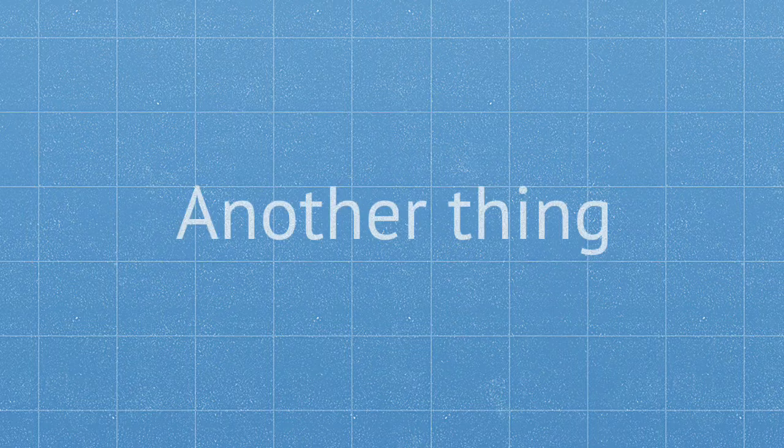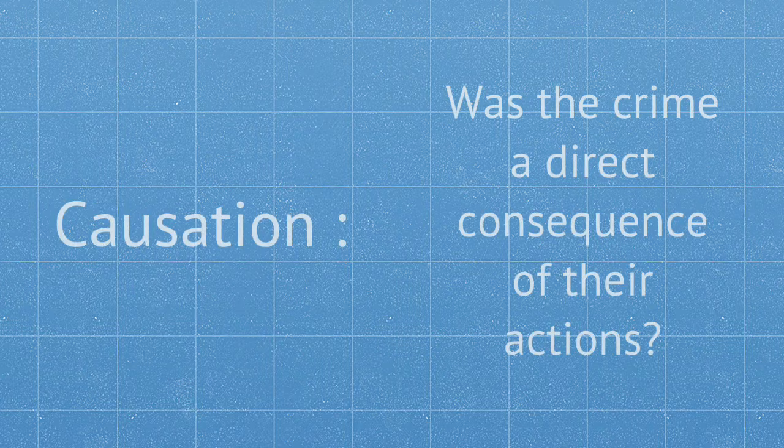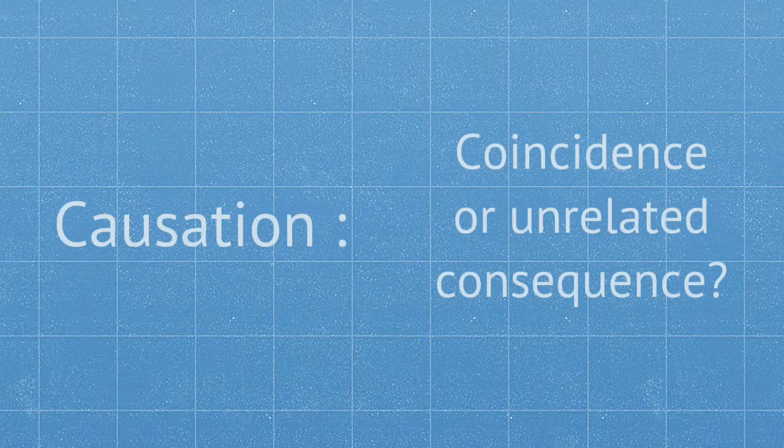Again, you might be sitting there thinking, well, maybe they can prove that I did an act. That doesn't actually mean that the consequences of that act were caused by my actions. This question is a subset of actus reus, and it's called causation. In other words, was the crime a direct consequence of their actions? Or perhaps was it merely an unfortunate coincidence or caused by something completely unrelated?